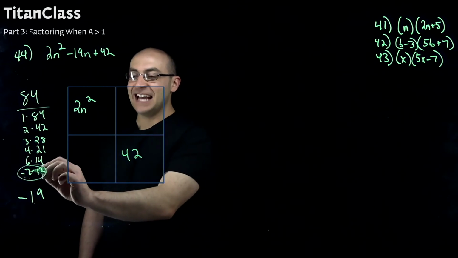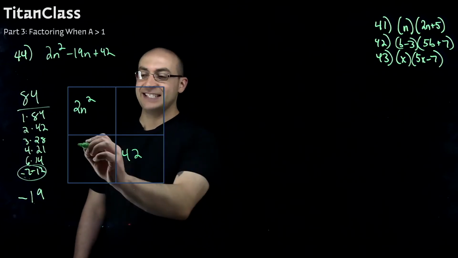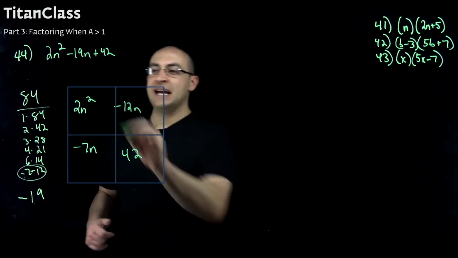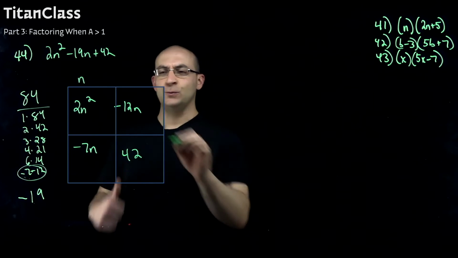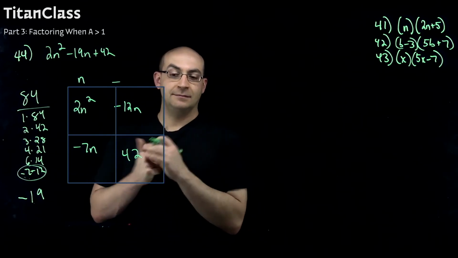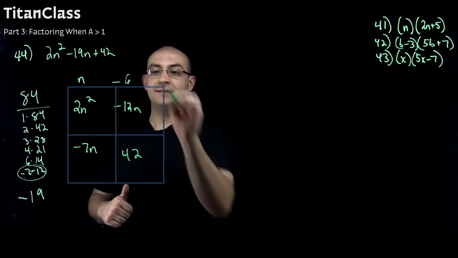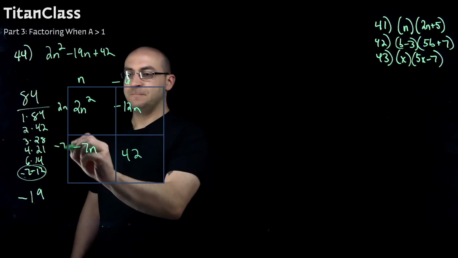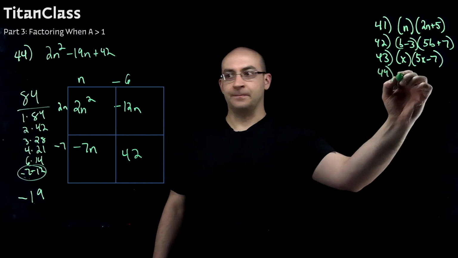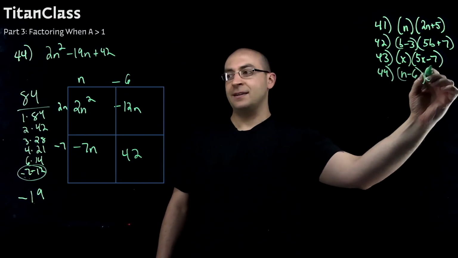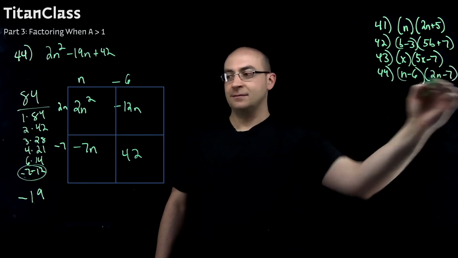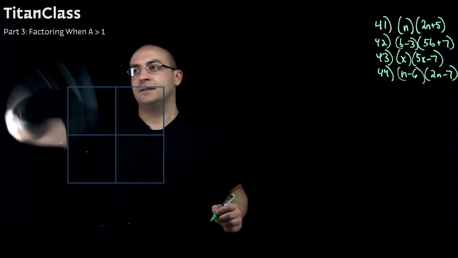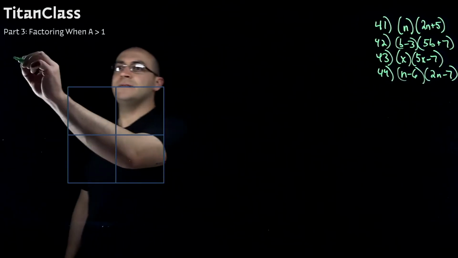So I got a negative 7 and a negative 12 because I have to add to negative 19. Negative 7n and negative 12n. N comes out. Negative 6. 2n. Negative 7. N minus 6. 2n minus 7. Number 45.